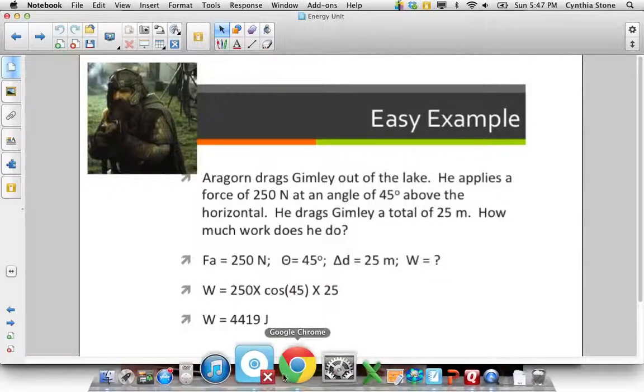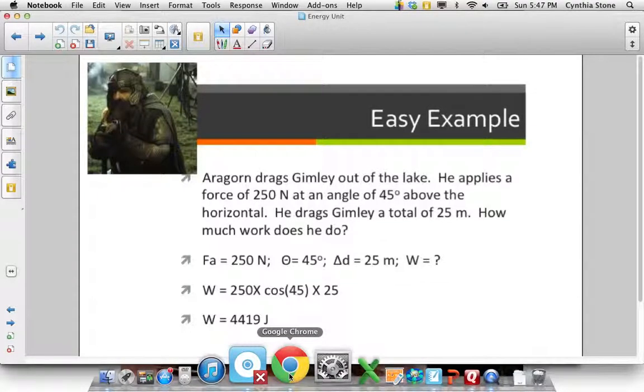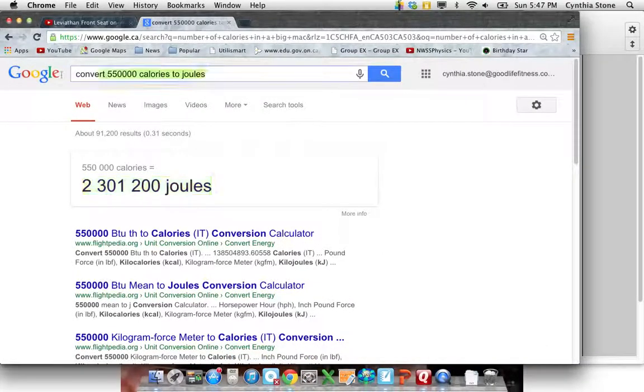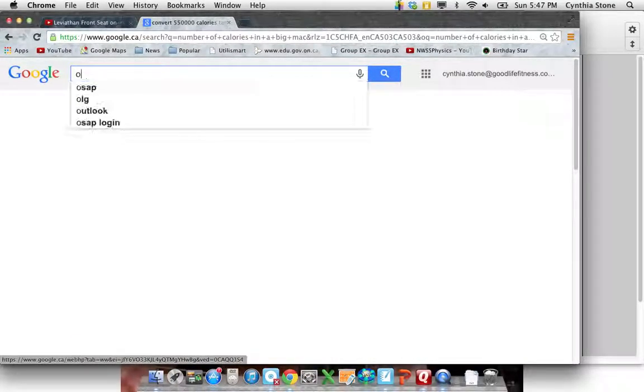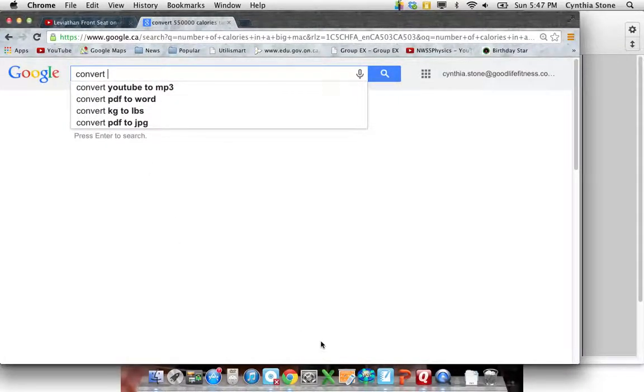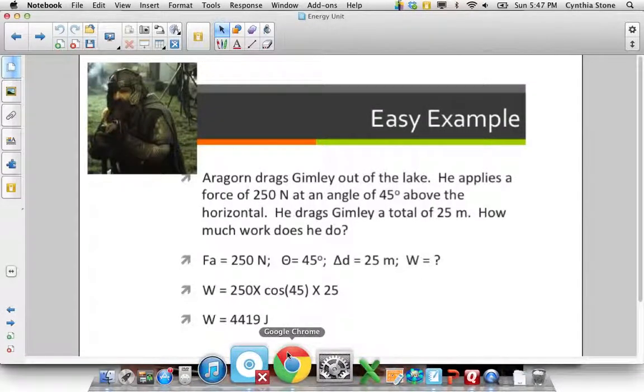Just to get an idea, so what is that in calories? So did he burn off a burger? Did he burn off a Big Mac dragging Gimli? Let's see. So convert, I'm going to say convert what did he do? Oops, remember. 4,419.